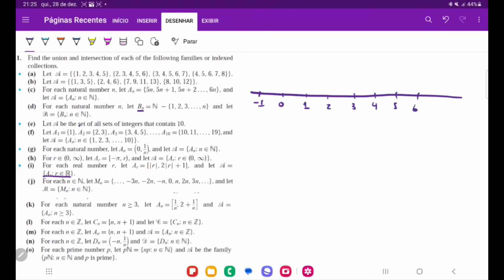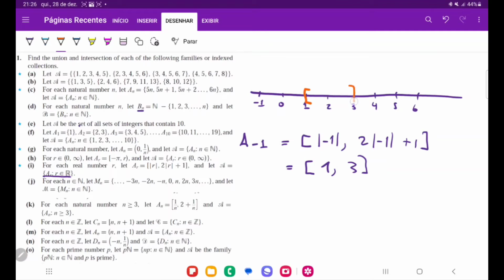5, 6. Okay. So the first important thing to notice here is that this will never be negative, right? Because what if I do say A of -1? Well, A of -1 is going to begin at the absolute value of -1, and then it's going to end at 2 times the absolute value of -1 plus 1. So, which is going to be, begins at 1 and ends at 2 times 1 plus 1, 3. Right? So A of -1, it goes from 1 to 3.